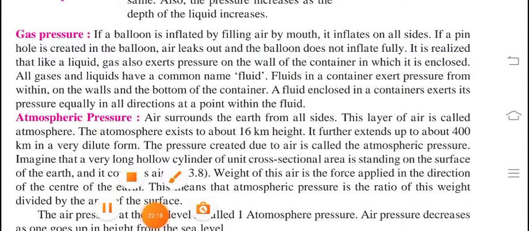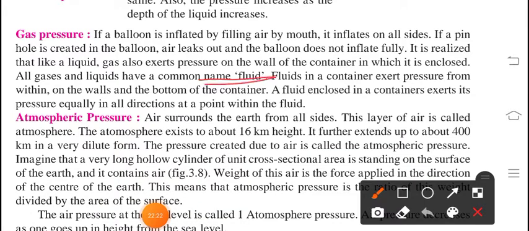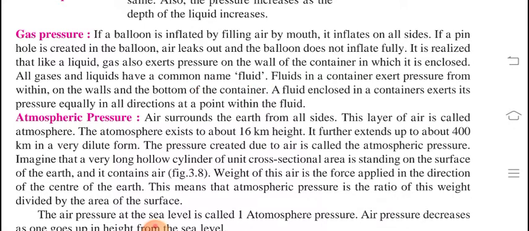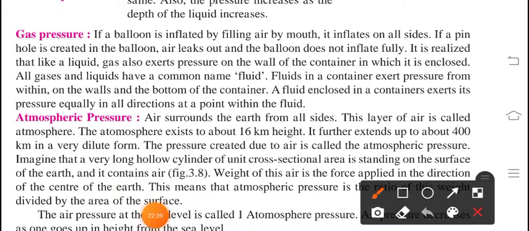All gases and liquids have a common name, which is fluid. Fluid means all gases and liquids come in it. Fluids in a container exert pressure from within on the walls and the bottom of the container.